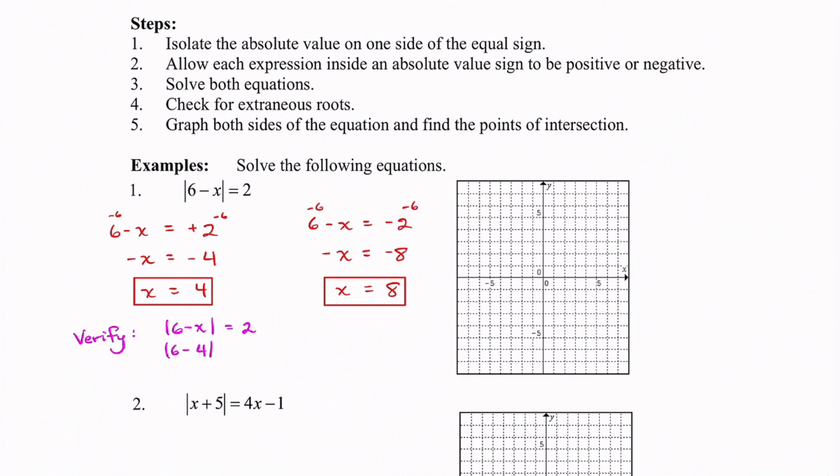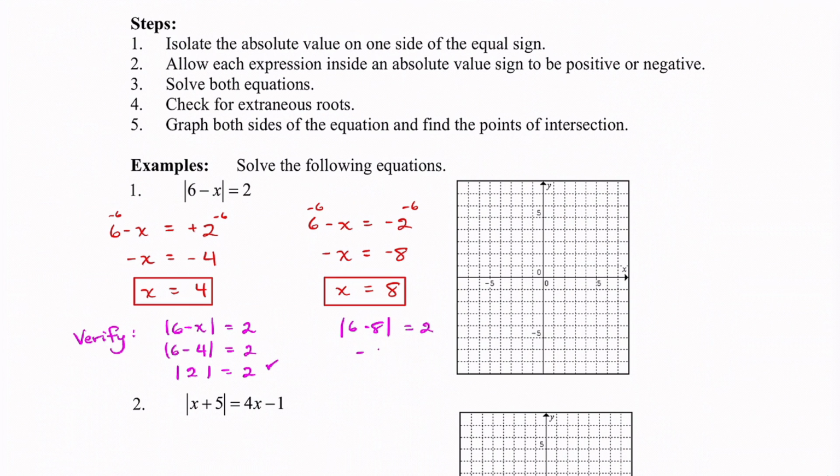And we're taking absolute value of that. 6 minus 4 is 2. And then when you take the absolute value of 2, you're going to get 2. So that is going to be correct. We can do the same thing with this other one. So it's going to be 6 minus, and we got an 8. So 6 minus 8. This should equal a 2.